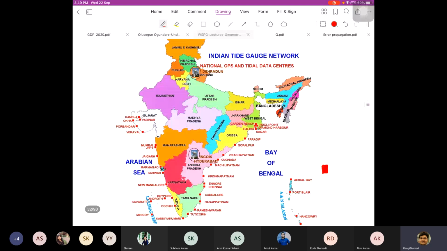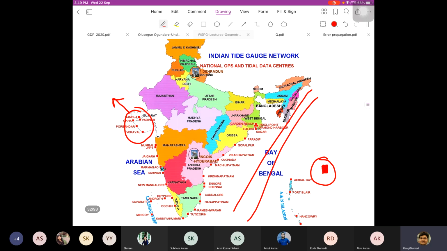See these kind of dots. The legend is this. This is the network of tide gauge, and obviously the Survey of India is the one who is monitoring it. And recently, the Survey of India has started multiple new tide gauge stations at the Gujarat border. Gujarat is considered to have very nice and stable seawater compared to this part of the area. Okay, so this is your tide gauge network.